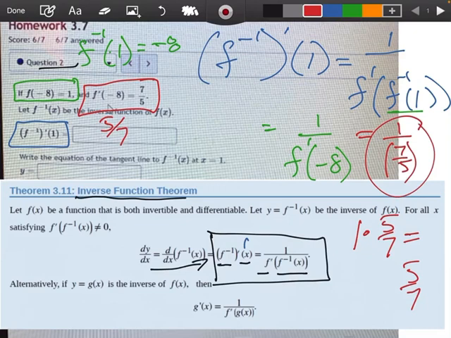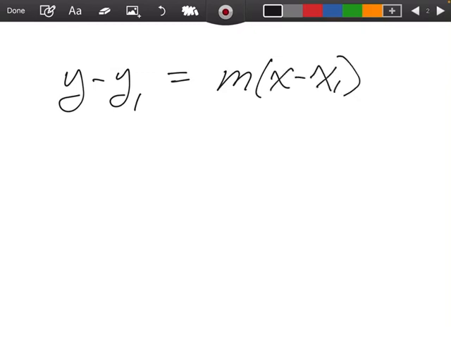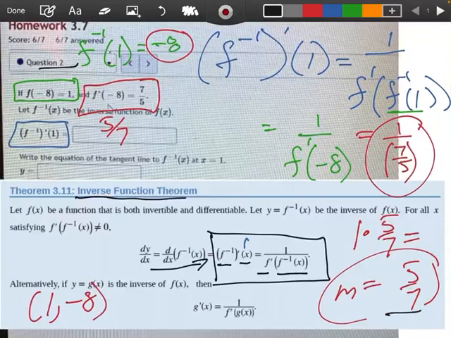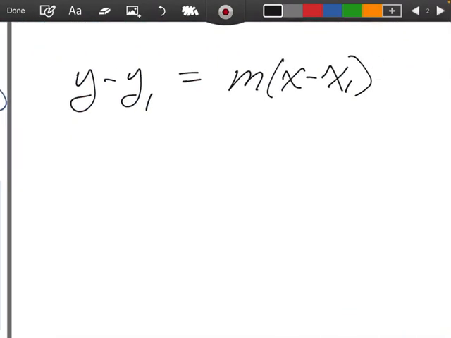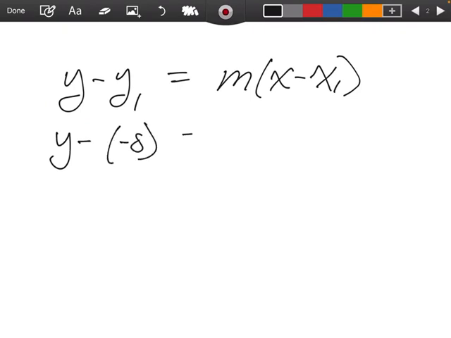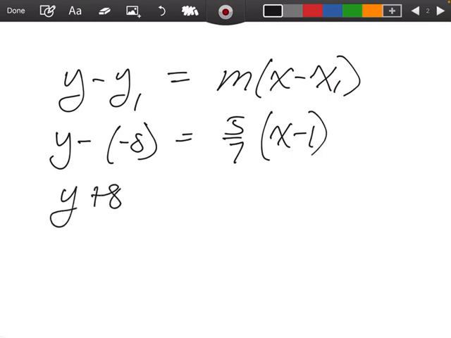Now it says, let's find the equation of the tangent line to the inverse at x is equal to 1. Okay, so we know in the inverse function, when x is equal to 1, the y value is equal to negative 8, and we just found our slope, right? So guys, all I'm going to do here is I'm going to say y minus y1 equals m times x minus x1, right? And I know that my m is 5/7. I know that's my x1, and I know that's my y1. So I'm going to say y minus a negative 8 equals 5/7 times x minus 1. And this becomes y plus 8 equals 5/7 with an x, minus another 5/7.